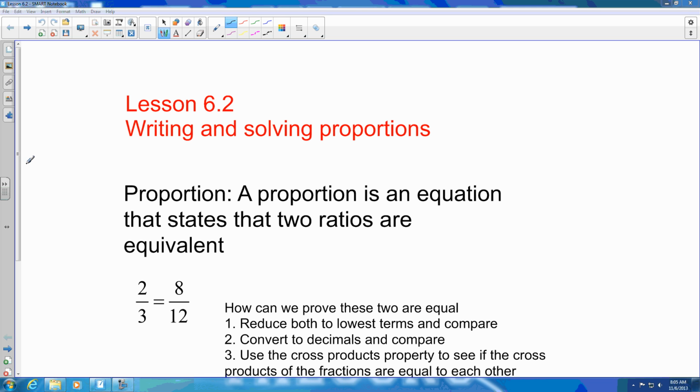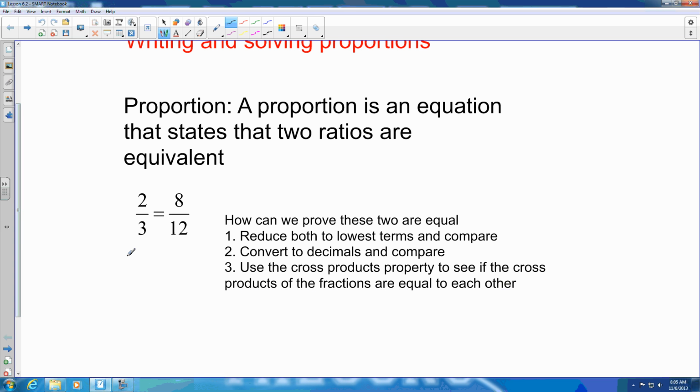And we'll get into some of these proportions in a little bit. But first, we have to be able to determine whether two ratios are in fact equivalent. If they are equivalent, then we can say that they are proportional. So if you look here, I have 2/3 equals 8/12.